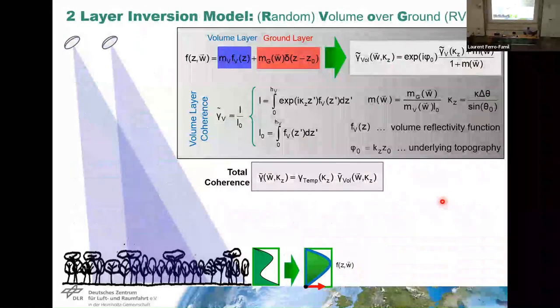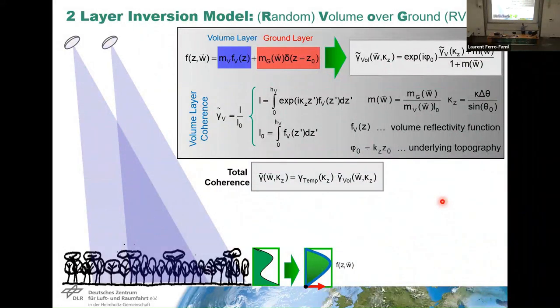Okay, so how do we model? There is a model that was proposed several years ago and is still valid and still used, which is basically a two-layer model. You saw it already from the reflectivity profiles of before. We were speaking about a ground and a volume and not a lot more. And indeed, this two-layer model, considering a volume above a ground, is the main ingredient of all the inversions that you have.